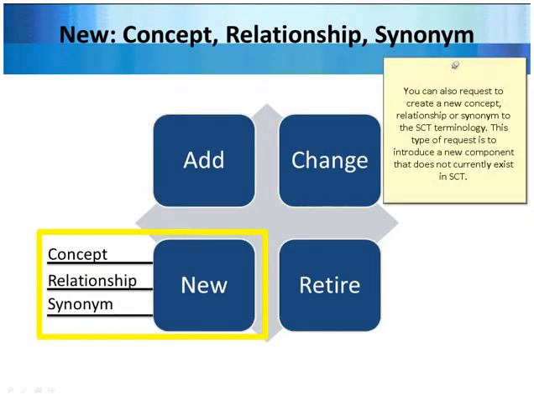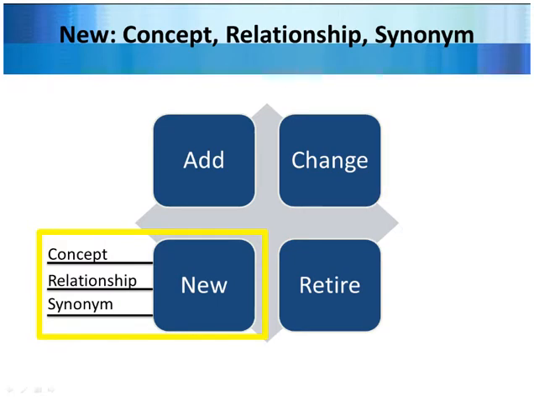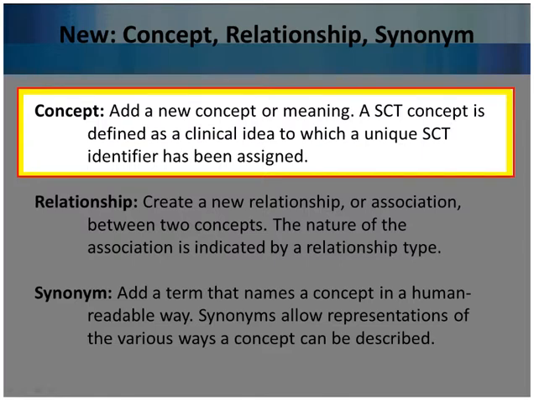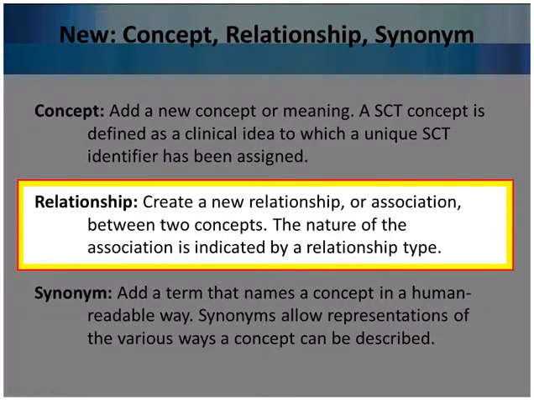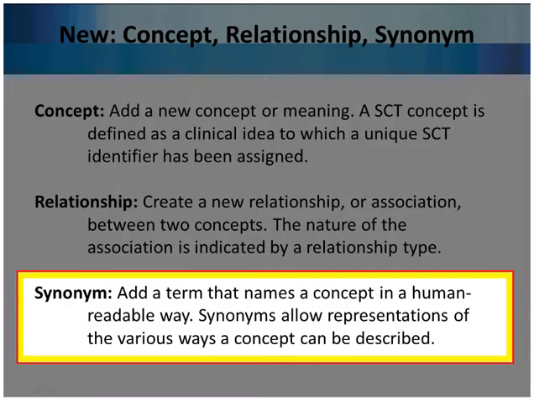You can also request to create a new concept, relationship, or synonym to the SNOMED CT terminology. This type of request is to introduce a new component that does not currently exist in SNOMED CT. A new concept is to introduce a new clinical concept or meaning to the terminology. A SNOMED CT concept is defined as a clinical idea to which a unique SNOMED CT identifier has been assigned. A new relationship is to request for a new association between two existing concepts. The nature of the association is indicated by a relationship type. And a new synonym is to request for a new word or phrase that means exactly or nearly the same as another SNOMED CT concept.